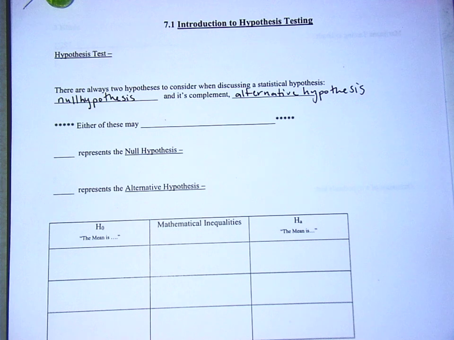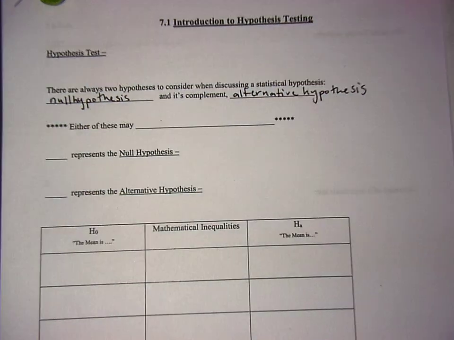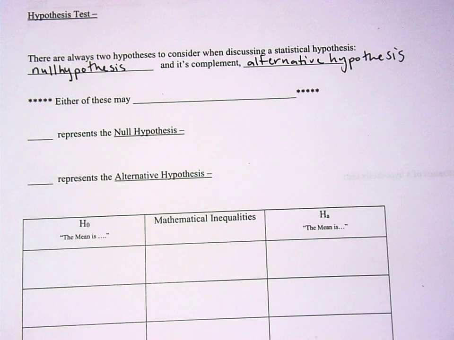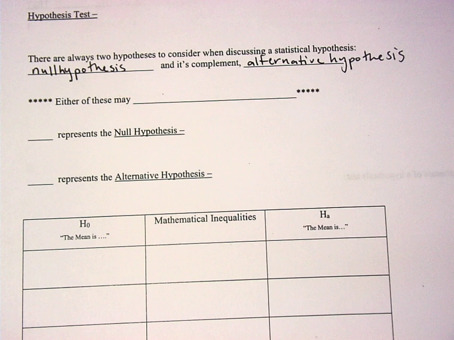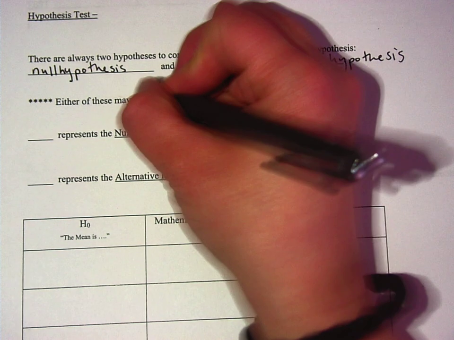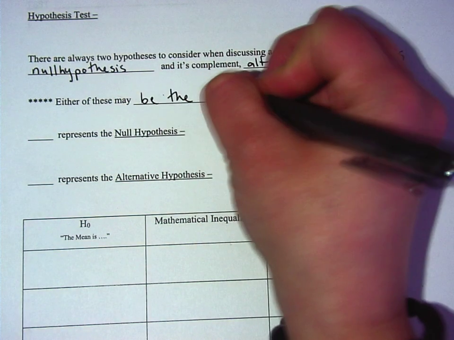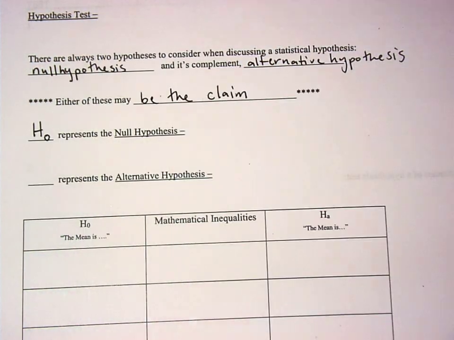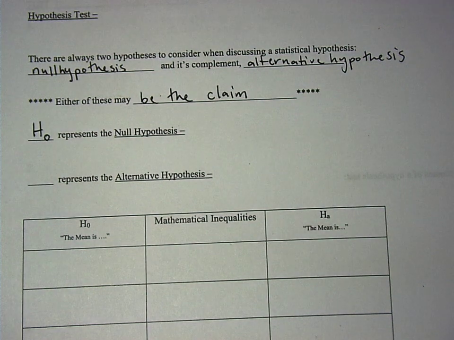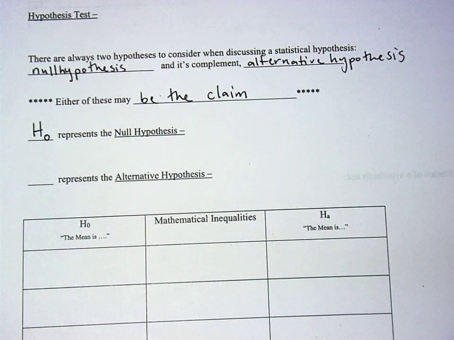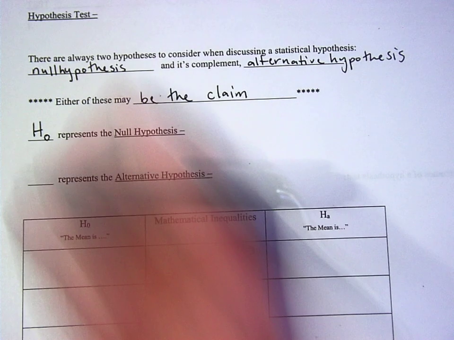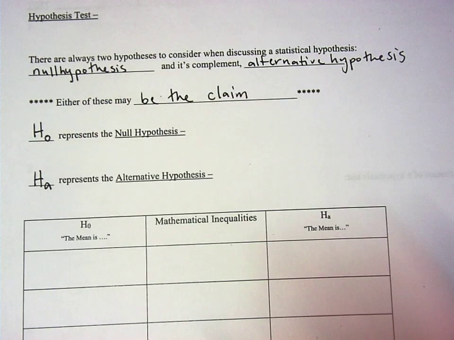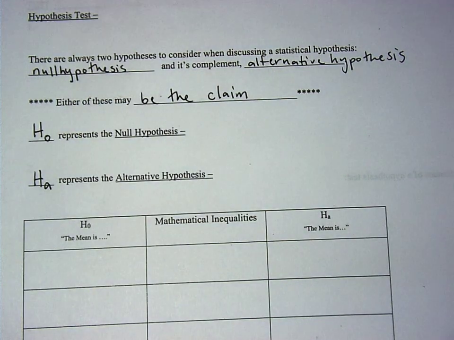I got all excited for a second. I thought maybe you were doing this in your science class. There are 2 hypotheses to consider when discussing a statistical hypothesis. There's the null hypothesis and the alternative hypothesis. Either of these may be the claim. H sub 0 represents the null hypothesis, and H sub A represents the alternative hypothesis. And yes, I know that it looks like hoes and ha's.